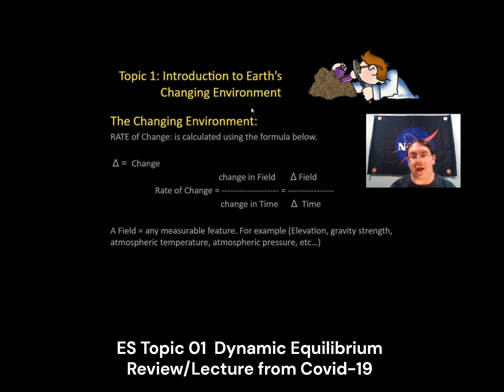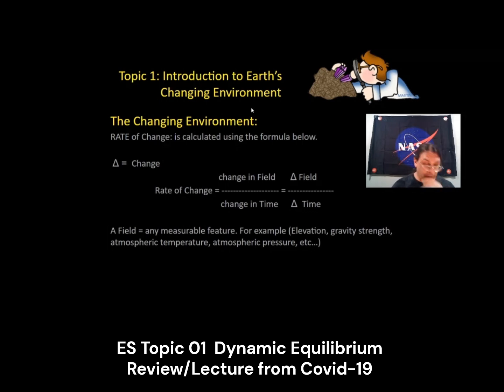That's very generic, I understand that. A field could be gravity. A field could be atmospheric pressure. A field could be magnetic fields. A field could be temperature. A field could be, what else did I say? Wind speeds. So anything that could be measured and studied, that's the field. Divided by the time it took the field to change.